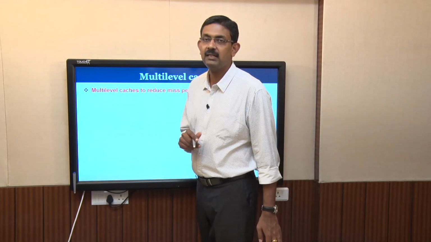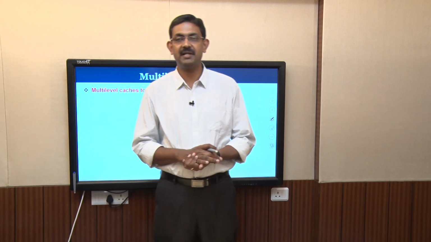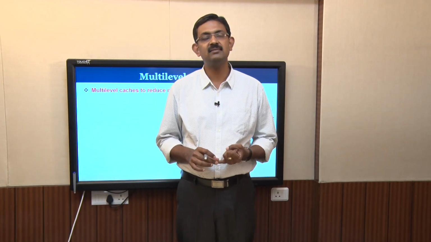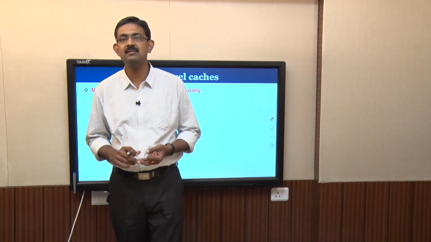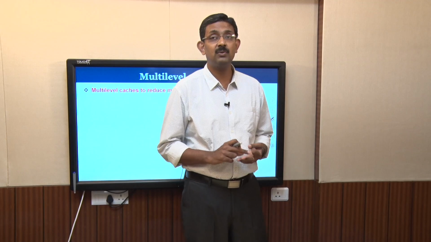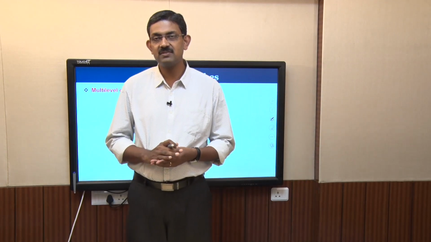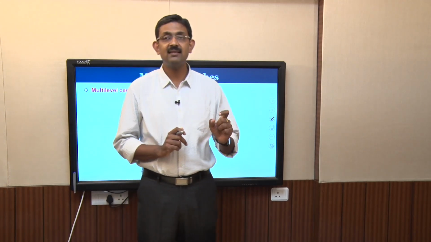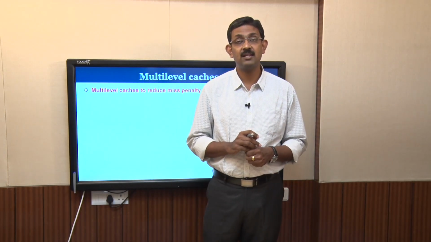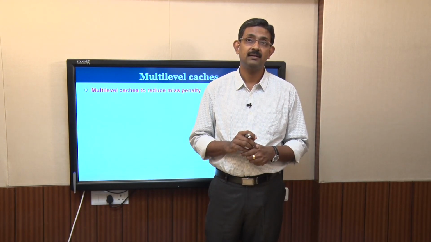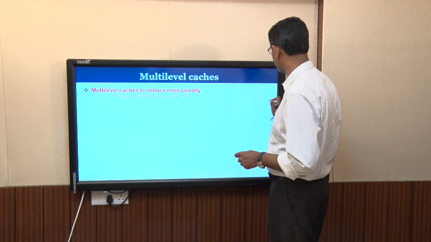Yet another optimization technique is known as multi-level caches. So we have seen 3 techniques which will reduce miss rate. First one is using a larger block size, which will reduce compulsory misses. Second one is using a larger cache size, which will reduce capacity misses. Third one is using higher associativity, which will reduce conflict misses. Now the next aspect is we are going to focus our attention on another parameter in the average memory access time equation, and that is the miss penalty. Now how will you reduce it? Multi-level caches are going to reduce miss penalty.